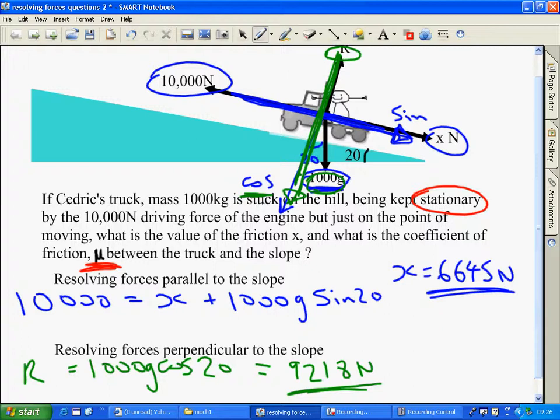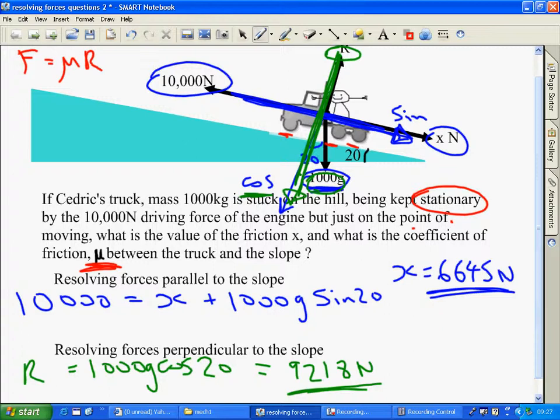Now we've missed out a sentence somewhere in the question which should have said the truck is on the point of slipping or on the point of moving. If it's on the point of moving, or if it's actually moving, then friction is maximized. So the frictional force is equal to the coefficient of friction between the two surfaces, in this case the wheels of the truck and the slope, multiplied by the normal reaction.